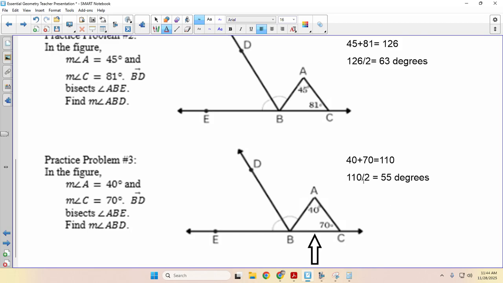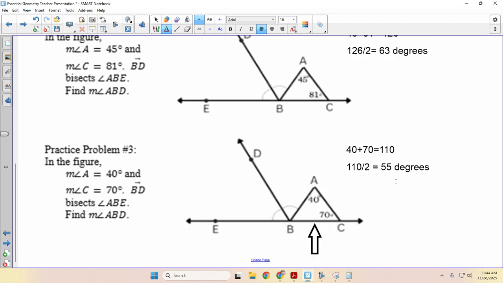All right, did you get 55 degrees? If you got 55 degrees, you are correct. You add 40 and 70, get 110, then divide that by 2 to get 55. All right, once everybody has this correct answer down, go ahead and move on to the next problem. If you are still waiting for people to write this down, go ahead and press pause, let people finish, and we'd be good to go.